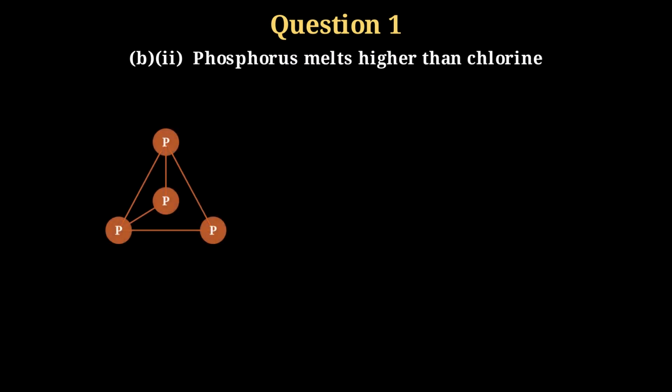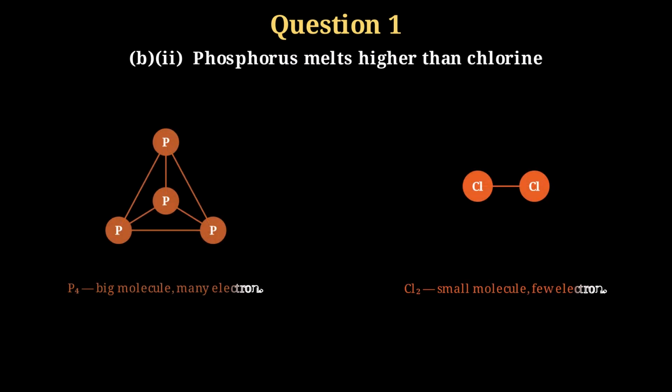Phosphorus and chlorine are different. They are simple molecular substances. Phosphorus exists as P4, a big molecule of 4 atoms, shown here as a tetrahedron. Chlorine exists as Cl2, just a small pair of atoms. When these melt, we are not breaking the strong covalent bonds inside the molecules. We only break the weak forces between the molecules, the van der Waals forces.